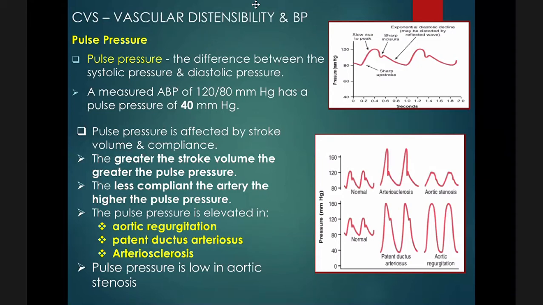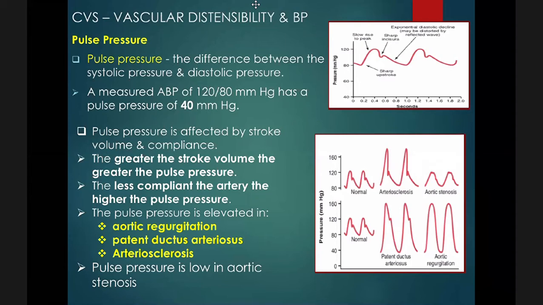But you cannot see incisura in aortic regurgitation because the cause of incisura is the closure of the aortic valve. In aortic regurgitation, there is malcoaptation of the aortic valve, and because there is malcoaptation, the incisura is absent.